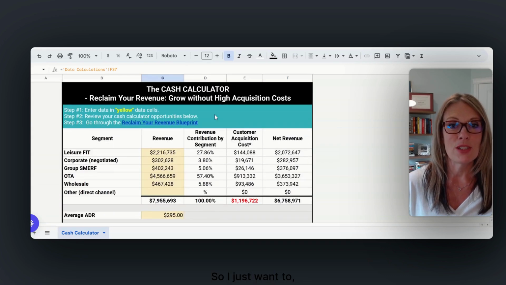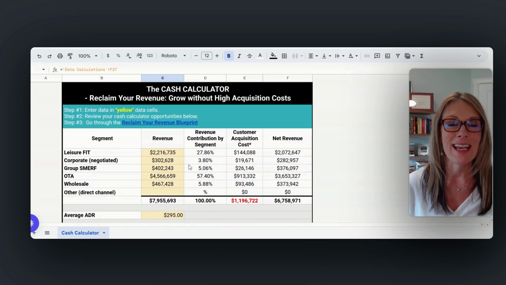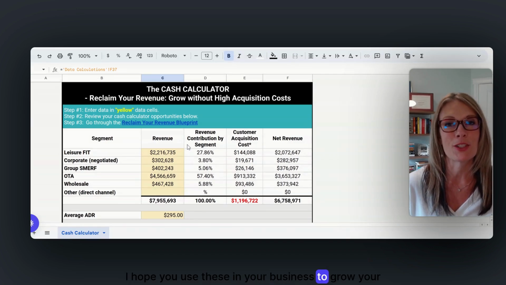So I just want to show you the possibilities that the Cash Calculator reveals. I hope you use these in your business to grow your revenue.